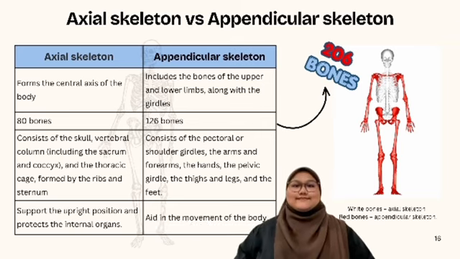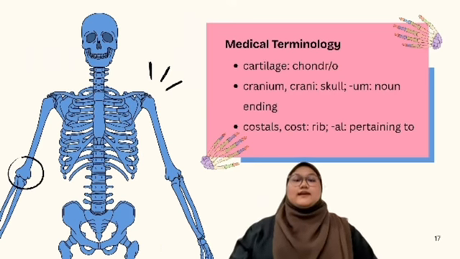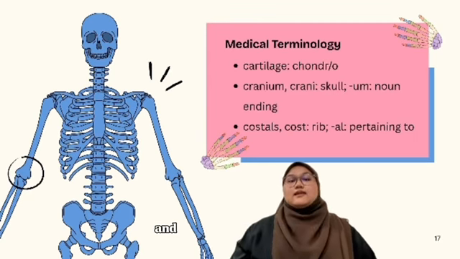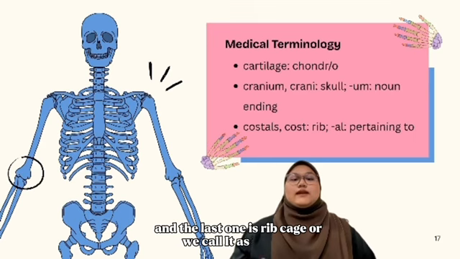Before I finish my part, let's look at medical terminology. The first one is cartilage or chondro. The next one is cranium, which means a skull. And the last one is rib cage, or we call it costa.